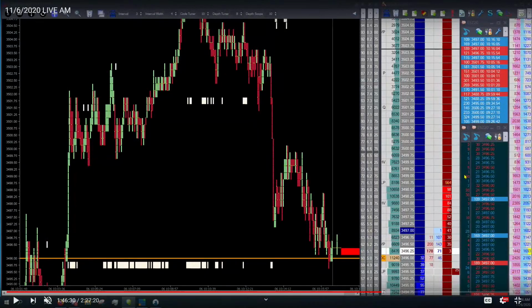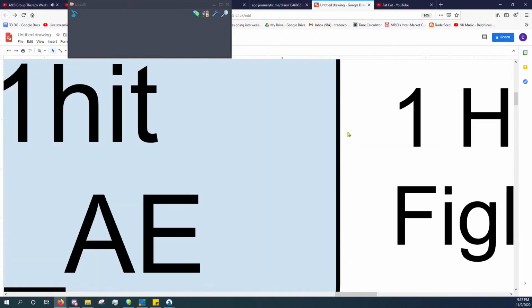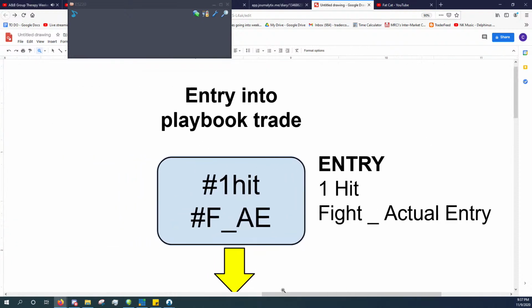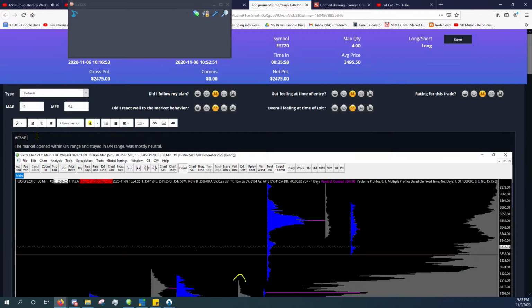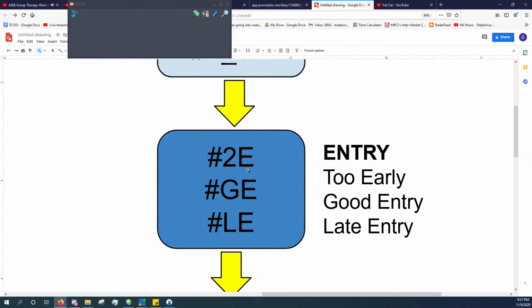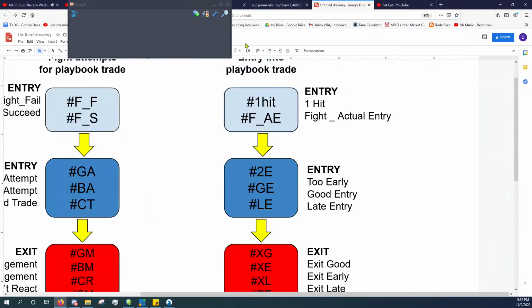Oh yeah, where were we? Okay. So now that we are actually about to see the actual hit, we move to this column, so we can keep track of the stats on all the hits that were actually legitimate. Again, it's an F3 AE. I know that it was a fucking good entry. GE for good entry.